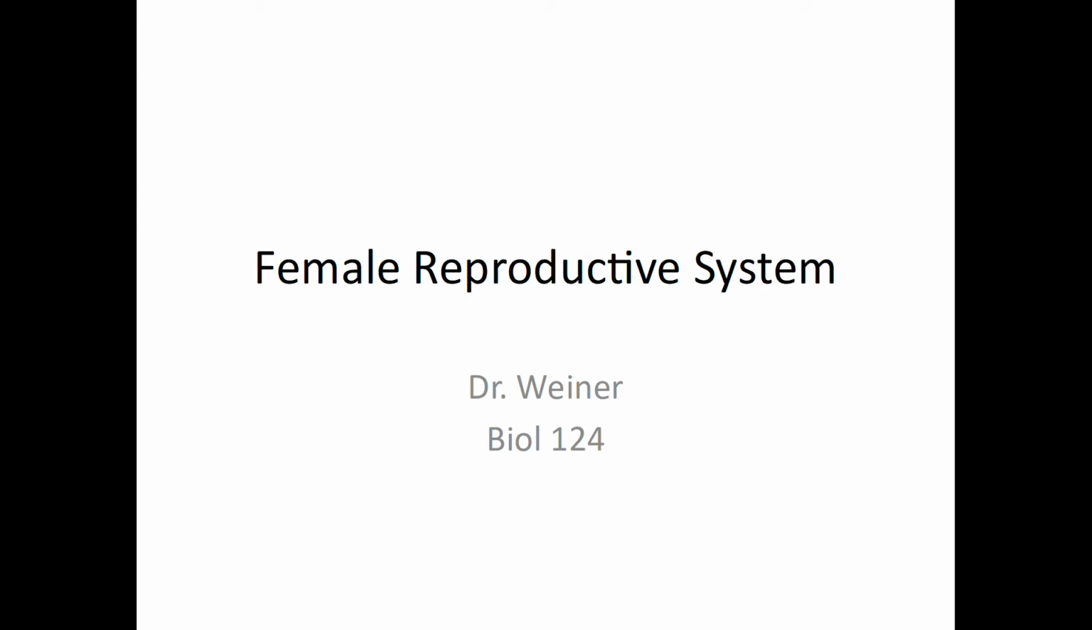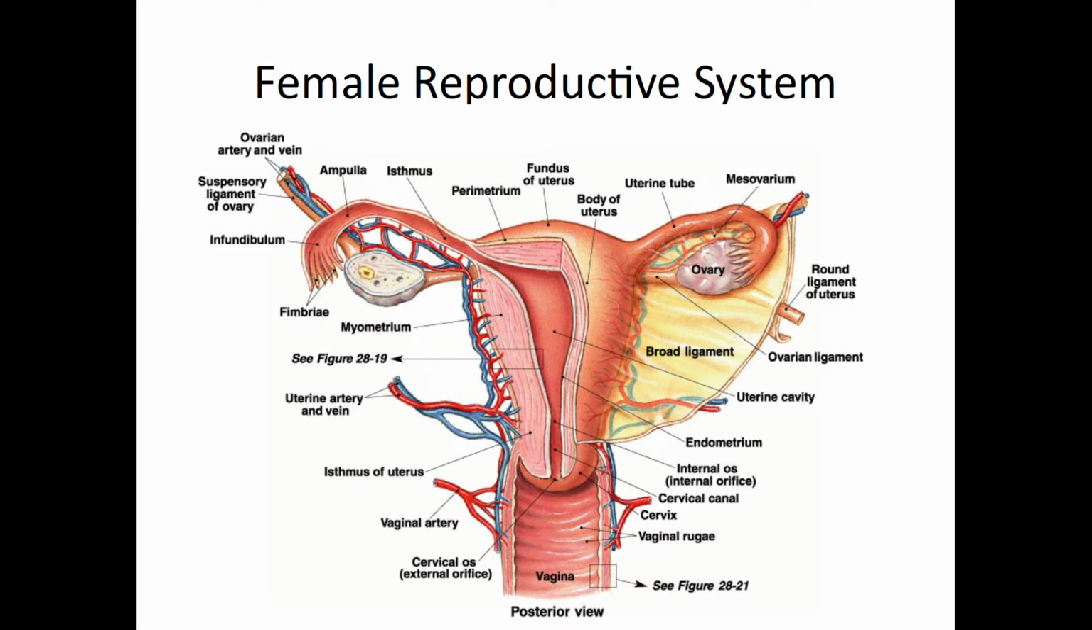So today we move on to the female reproductive system. We talked about the male reproductive system, and we're going to talk about the female reproductive system, but part of that is going to be talking about how they differ, how they're the same, and looking at the anatomy and the comparisons and the development.